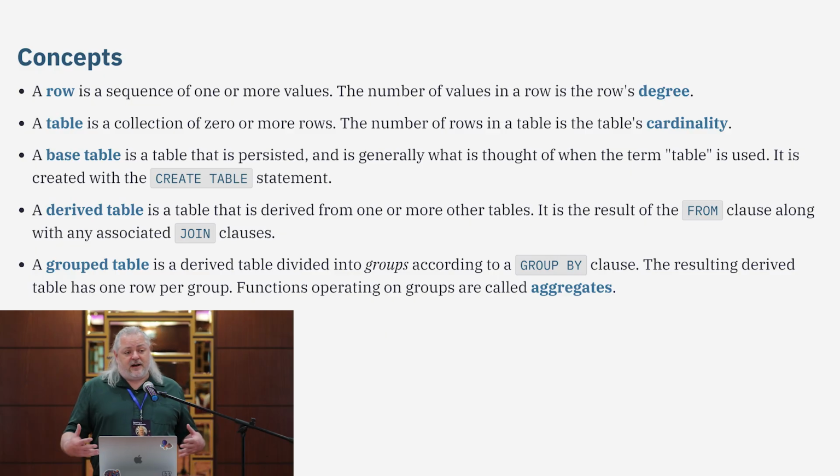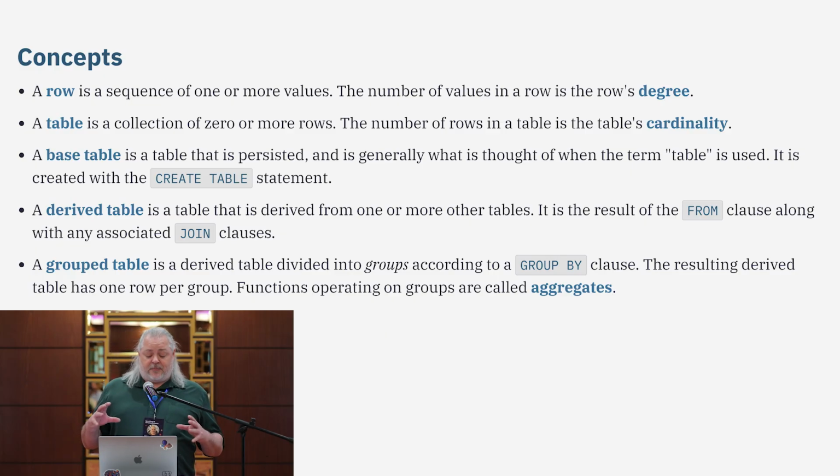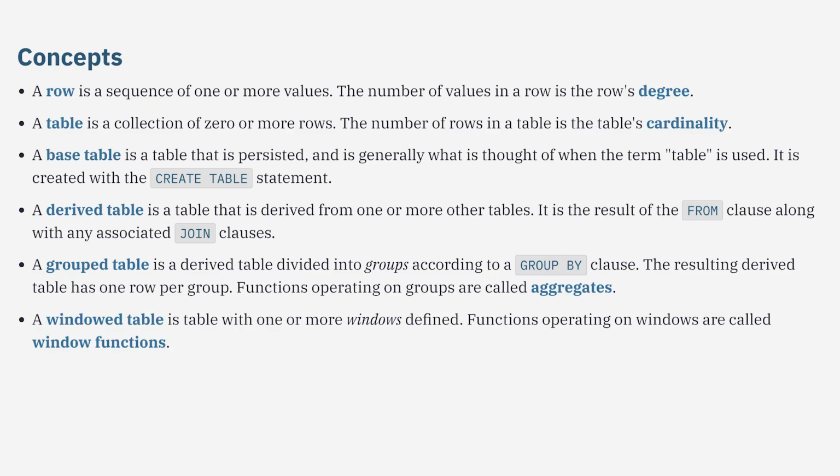A group table is a derived table that has groups according to the group by clause. I am supposing you all know what the group by clause is. If not, please do ask questions. I can explain as we go. When we group a derived table into a group table, we use aggregates to collect the data into single rows. And then a windowed table, which is what we're going to be talking about now, is a table over which we have windows defined. And what is a window that's defined over a table? Well, that's the entire point of this talk.